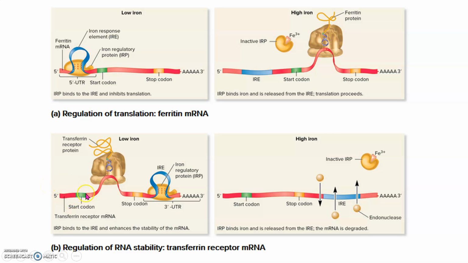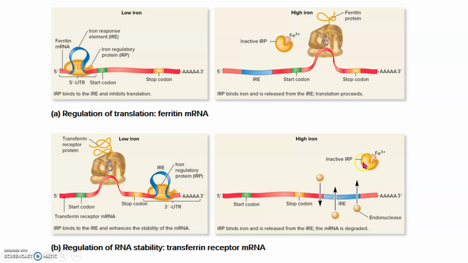All right. Now, a similar way we can regulate the transferrin receptor. So here we have our mRNA, we have our start codon. Well, our IRE is downstream here, okay? So it's now in the 3' UTR or untranslated region. So now what happens is it binds here and helps this to be a more stable molecule. Okay, so by this stabilizing the mRNA, it's allowing translation to occur.